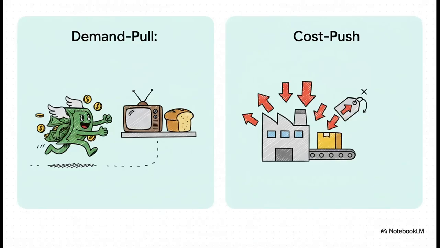You've got demand pull inflation, which is perfectly summed up by that classic phrase, too much money chasing too few goods. It's what happens when everyone, us, businesses, the government, is trying to buy more stuff than the economy can actually make. Then you have cost push inflation. That comes from the other side, the supply side. It's when it just gets more expensive for firms to produce things.